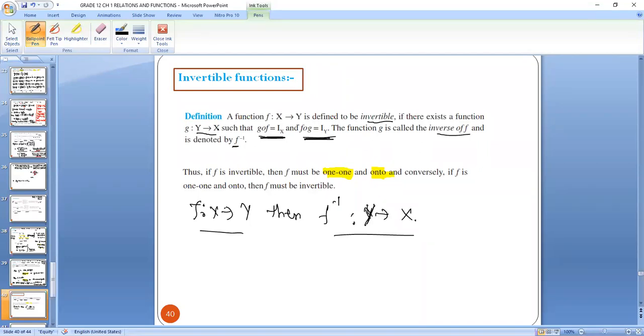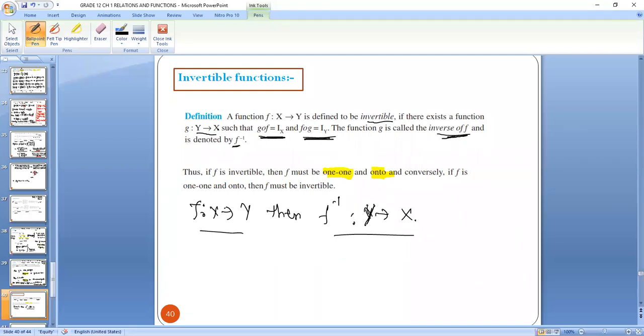The function ये obviously proved हो जाएगा, right? But we are saying it in the definition कि f from x to y is invertible अगर एक फंक्शन g है जिस मैपिंग है y से x such that g of f is identity mapping and f of g is identity mapping, and the function g is called inverse and is denoted by f inverse.